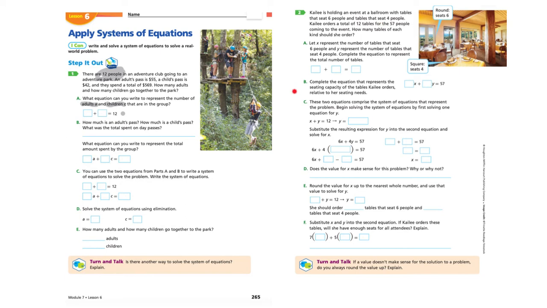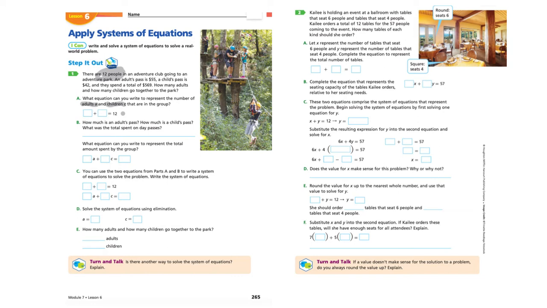And then they want you to write a second equation using this as kind of a model. Complete this equation that represents the seating capacity of the tables. So how many X tables and how many Y tables will you have for this equation here? C, these two equations comprise the system of equations that represent the problem.